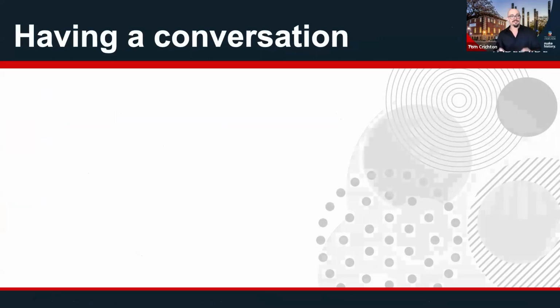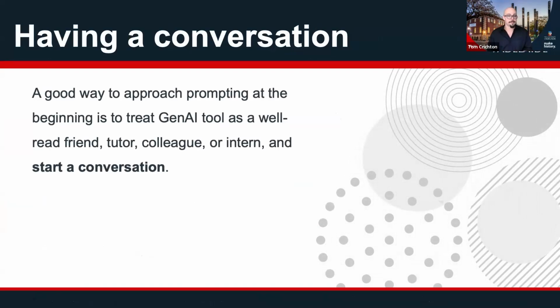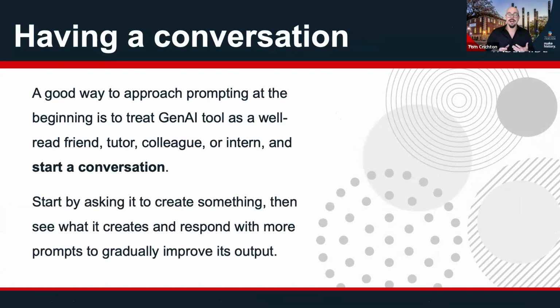So let's dive into actually having a conversation, a backwards and forwards conversation with AI. A good way to approach prompting, particularly at the beginning, if you haven't got much experience using Gen AI before, is to treat it almost like a well-read friend, tutor, colleague, or intern working for you, and start a conversation with it. Simply start by asking it to create something, and then see what it comes up with and respond with more prompts in return to gradually improve on its output.